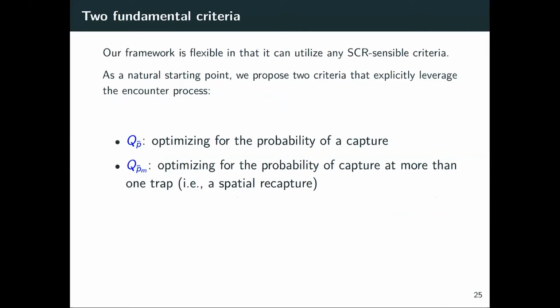Our framework is flexible in that it can utilize any sensible oSCR criterion, but the two that we'll start with here, and that we've discussed so far, are two fundamental criteria that are explicitly leveraging the encounter process in the oSCR model. So QP or QP bar is optimizing for the probability of capture. P bar was something that Andy talked about yesterday and mentioned briefly that we would talk about in this design lecture. And then QP bar M is optimizing for the probability of a capture at more than one trap, which really is a spatial recapture. And it's called QP bar M as in movement recapture.